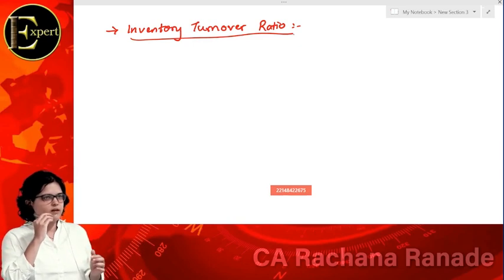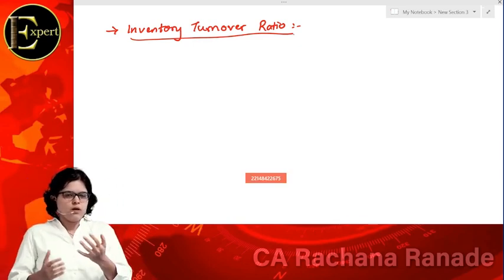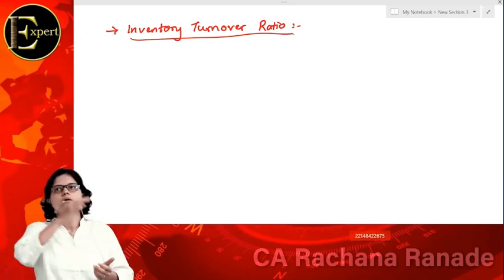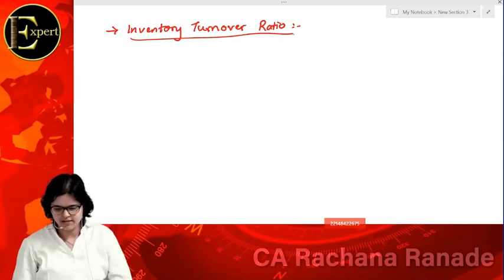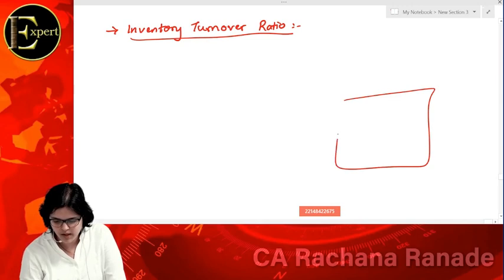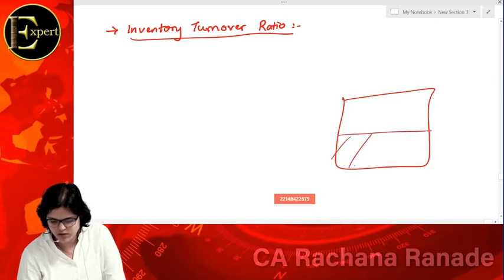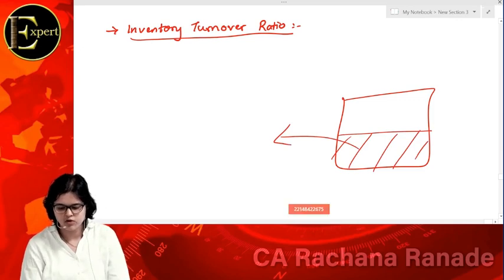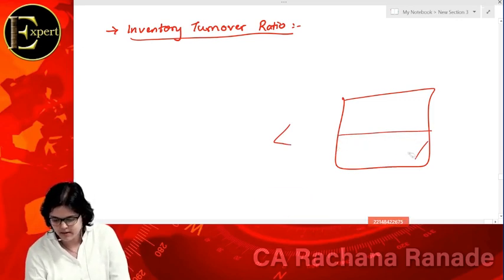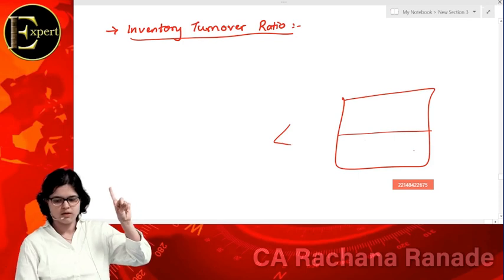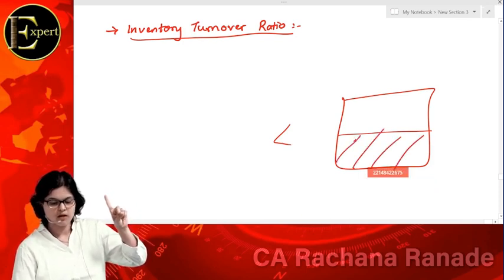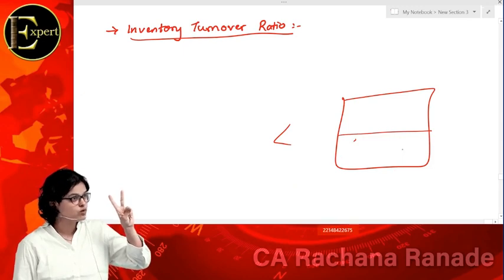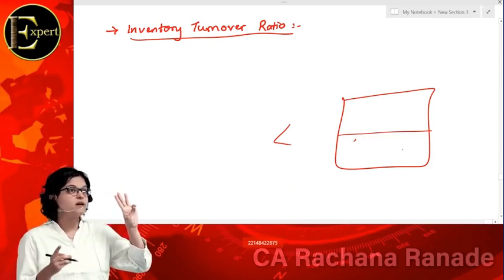Now can I say the meaning is very clear? What is inventory turnover ratio? Goods were manufactured and sold. So you can imagine something like this. There is this godown. In the godown, this much goods were manufactured and sold. So this became complete zero. Correct? This is number 1. Again goods were manufactured and again sold. This is number 2.